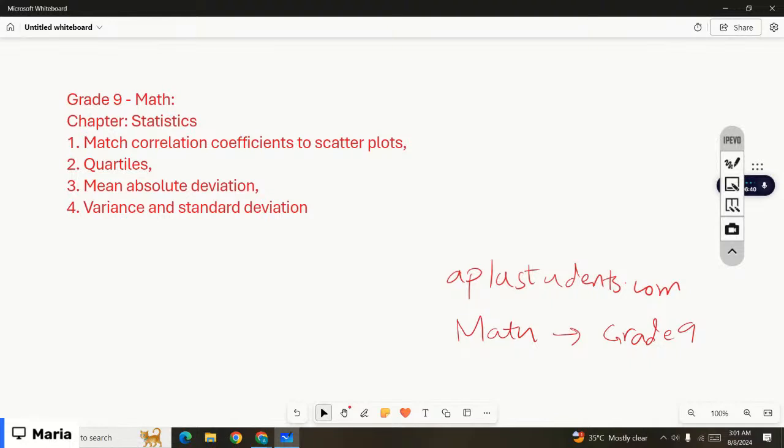We're going to start with the chapter statistics, and the lessons we're going to cover from the chapter are match correlation coefficients to scatter plots, quartile, mean absolute deviation, and then variance and standard deviation. So please make sure you have your notebook so that you can note down the important examples as well.